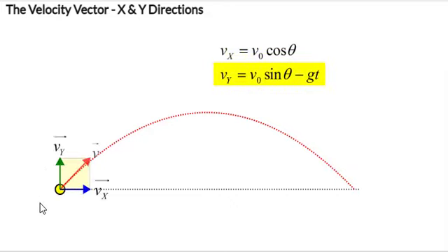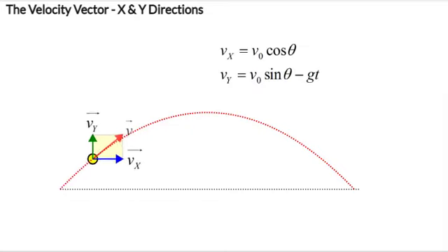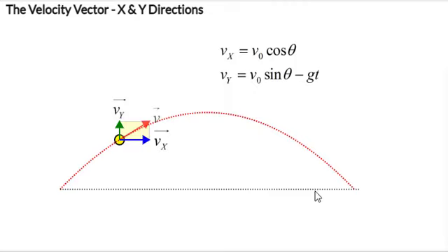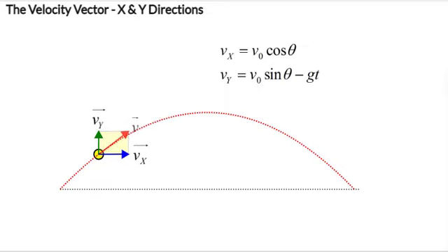But Vy, which is v0 sine theta minus gt, is time dependent. So on its way up, we see it decreasing. And you can see the size of the arrow decreases on its way up. Now the net velocity is the resultant of Vx and Vy. The net velocity v is always tangent to the curve. And you can see that here as the projectile moves, v is always tangent to the curve.